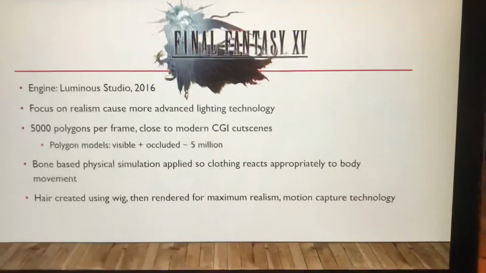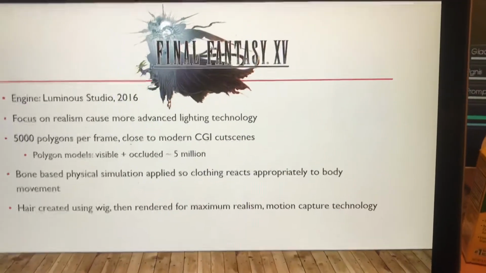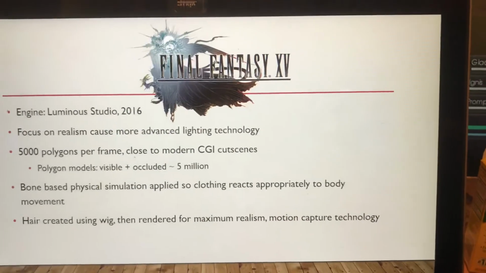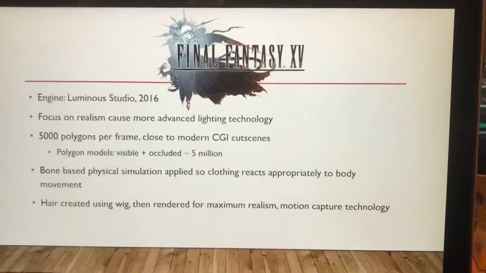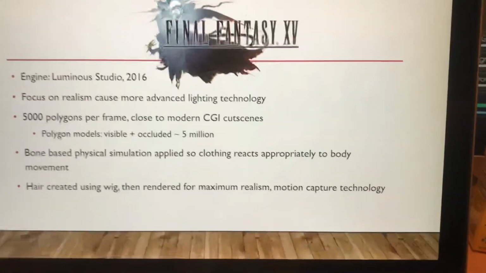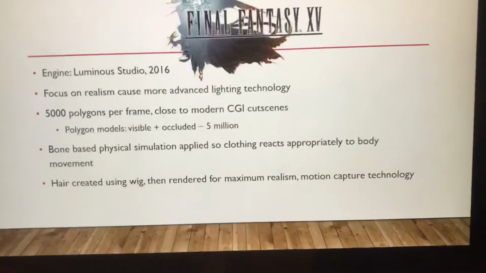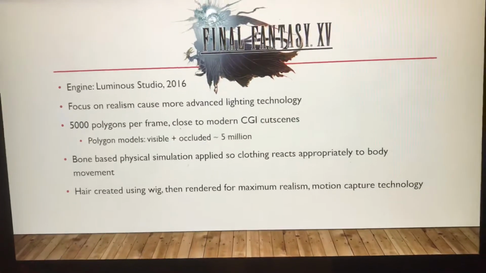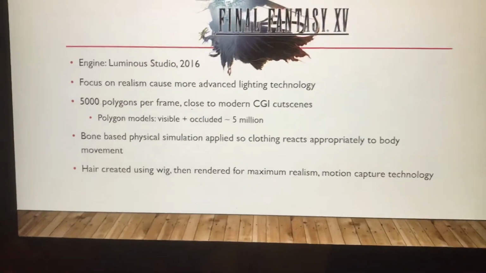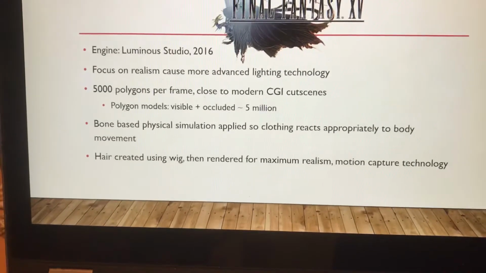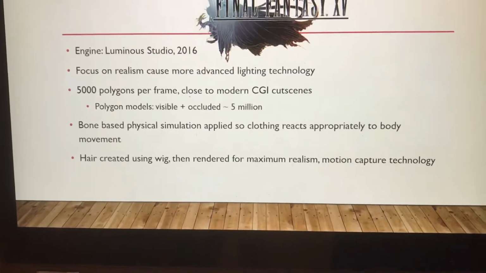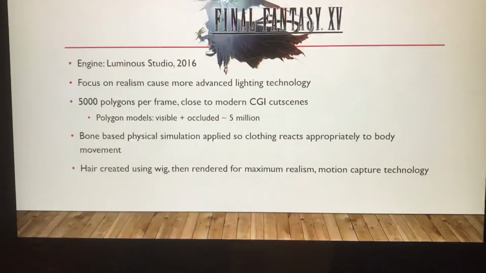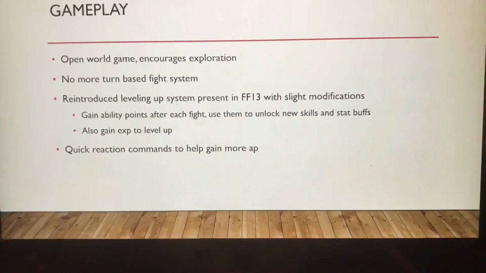Now for Final Fantasy 15, which was developed in the Luminous Studio in 2016, the focus is on realism due to lighting technology, and so there's 5,000 polygons per frame, which is close to CGI cutscenes, and the visible polygon count occurs around 5 million. The bone-based physical simulation applies so that clothing reacts more appropriately to body movement, and the hair was made using a wig then rendered for maximum realism and motion capture technology.